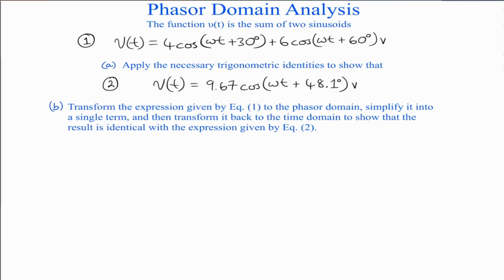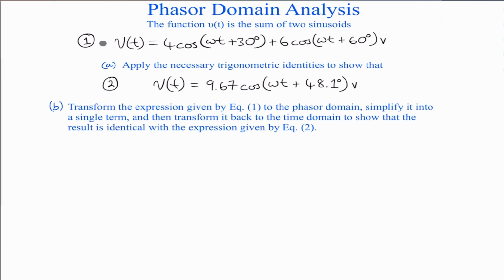Welcome back. In today's video, we want to express equation 1 into equation 2. To do that, they're asking us to apply the necessary trigonometric identities to show that v of t is equal to the following.